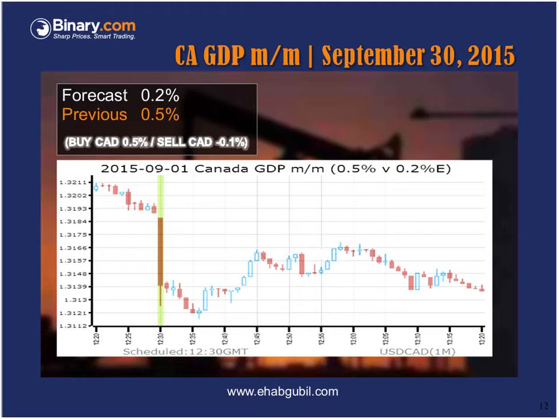The second news we will watch this week is the Canadian GDP monthly release, which will be released on September 30 at 1:30 p.m. London time. Canadian GDP is expected to come in at 0.2%, and considering the current market trend of crude prices, I will not go long on the Canadian dollar for long or short term because of crude oil prices. It's forecasted at 0.2%, previously 0.5%.